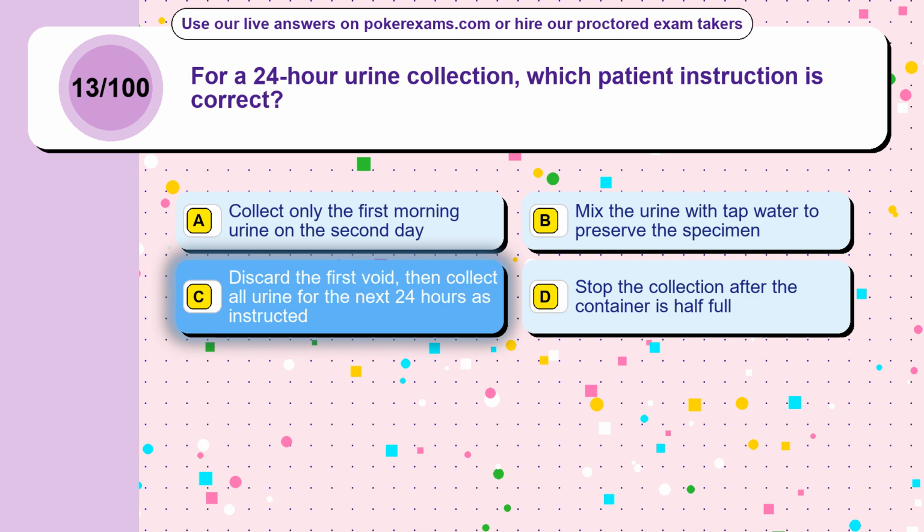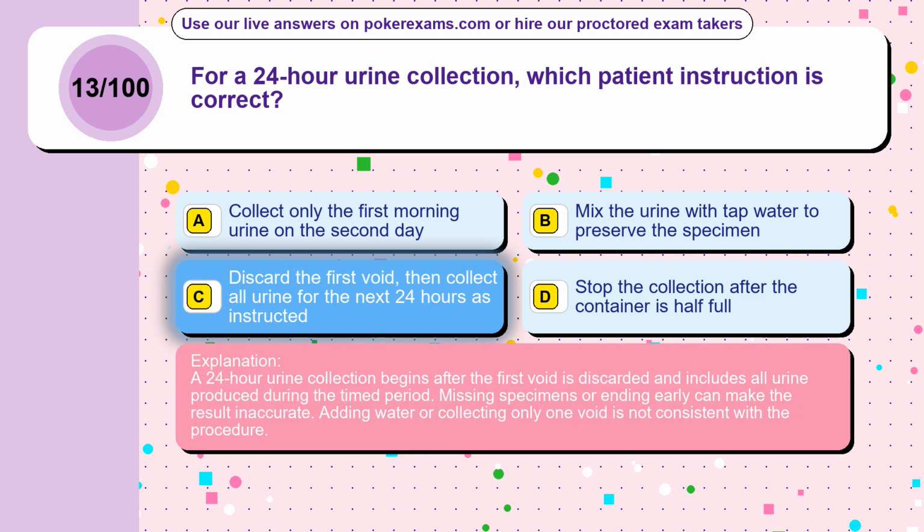The correct answer is option C, discard the first void, then collect all urine for the next 24 hours as instructed. A 24-hour urine collection begins after the first void is discarded and includes all urine produced during the timed period. Missing specimens or ending early can make the result inaccurate. Adding water or collecting only one void is not consistent with the procedure. Question 14.